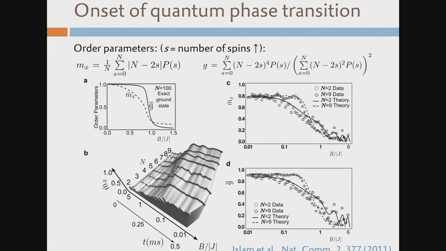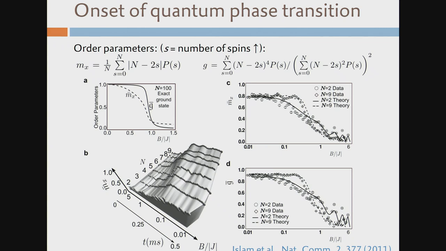And then if you study this correlation function, you actually expect a sharper transition. So this is a more sensitive measurement. And then you see how the transition should become sharper as you increase the size of your system, because then you are getting closer to the thermodynamic limit. And here are the experiments to compare.